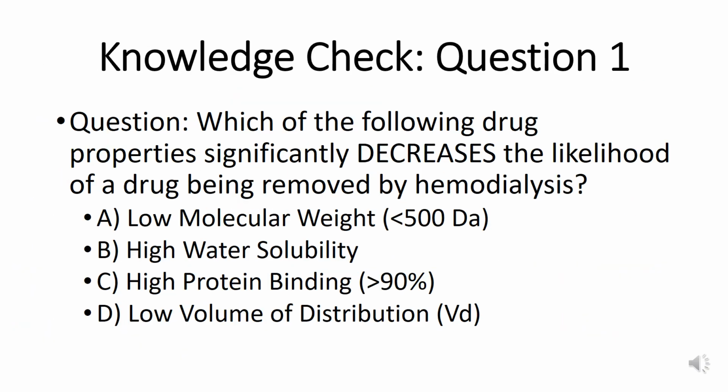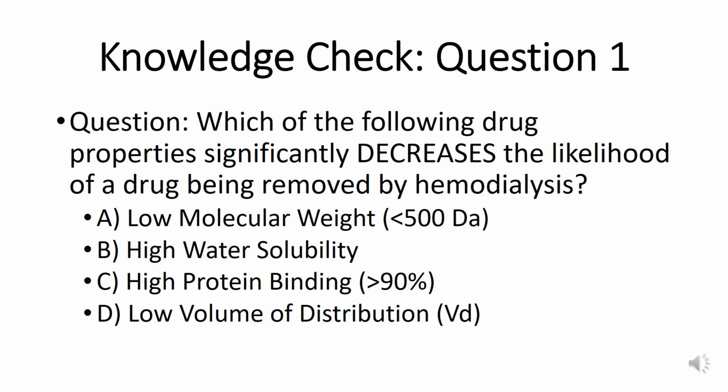Let's test an important pharmacokinetic principle in dialysis patients. The question asks which drug property significantly decreases the likelihood that a drug will be removed by hemodialysis. The correct answer is C, high protein binding, greater than 90%.